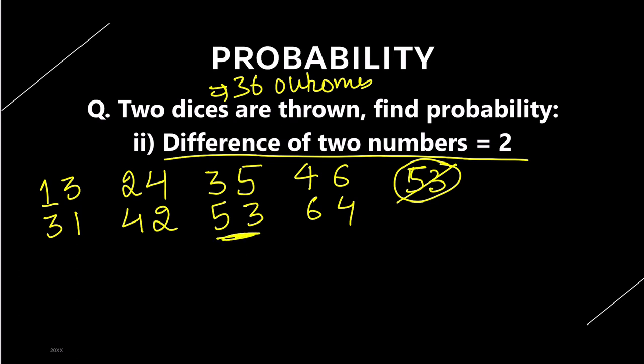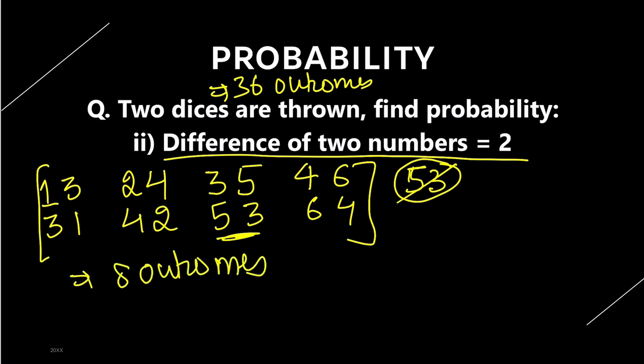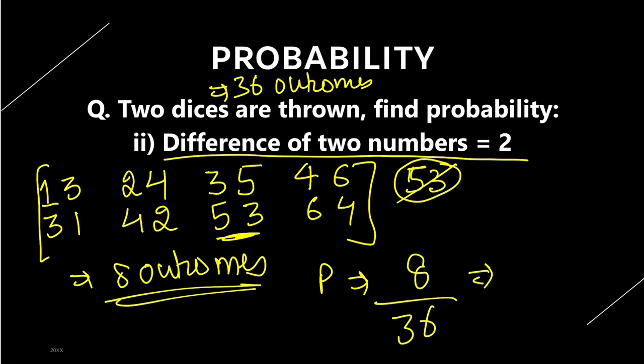So these are the 8 events or successful outcomes which I want, meaning I want these outcomes to happen. So the probability is 8 outcomes divided by 36. So you will get 2 by 9, that is the answer. I hope this is clear.